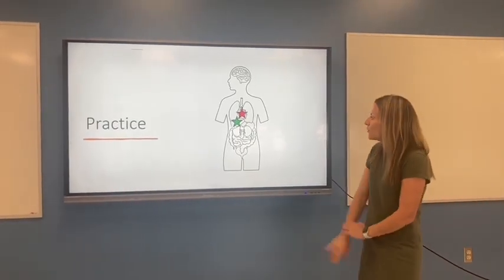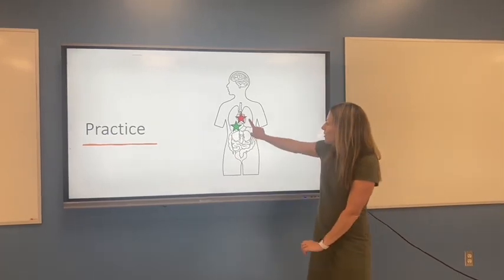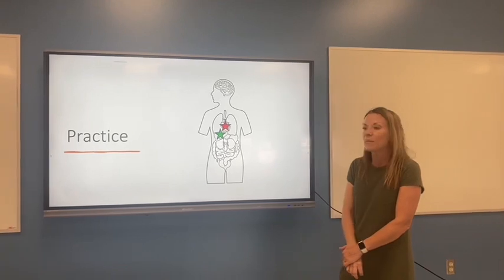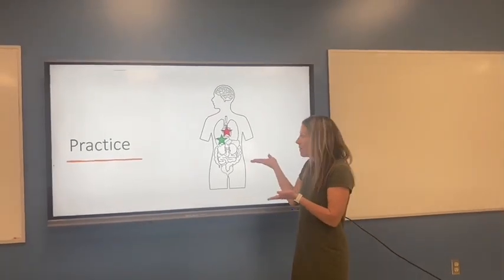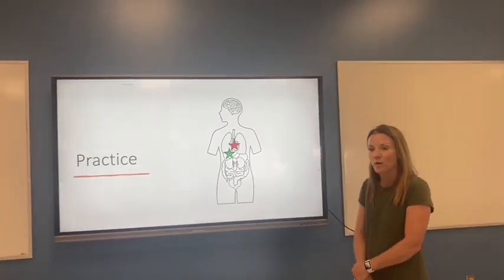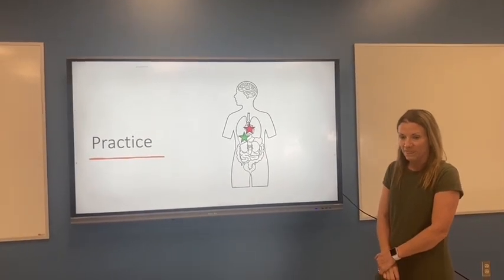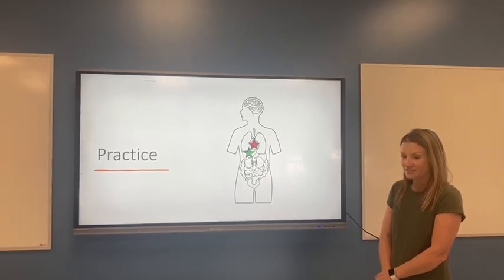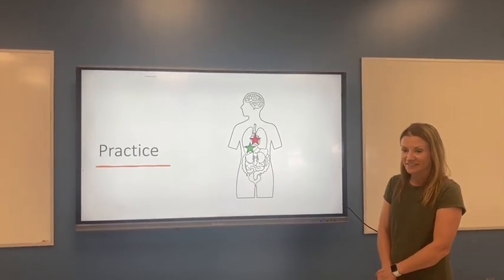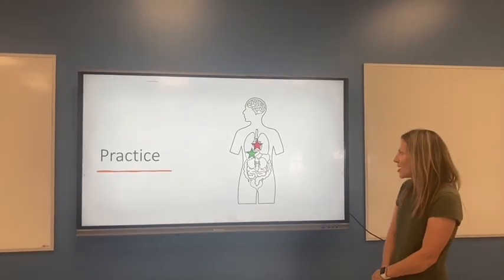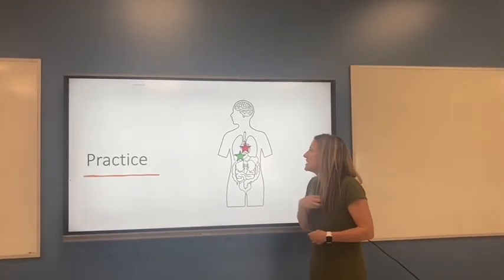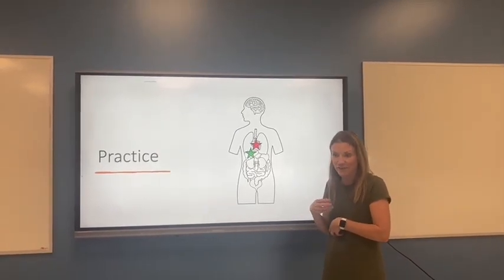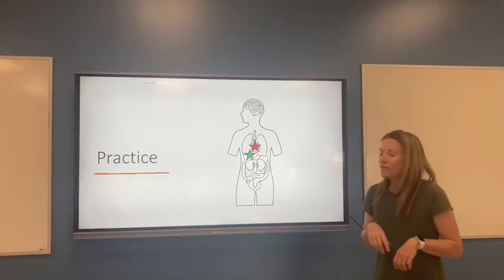So here again, we've got a practice. We've got this red star that's on the heart, and we've got a green star that's on the stomach. If we were going to make a statement about their position in relation to each other, what would we say? Go ahead. The red star is superior and the green star is inferior. Good job. So that red star or the heart is superior to the stomach, or you could say the stomach is inferior to the heart.